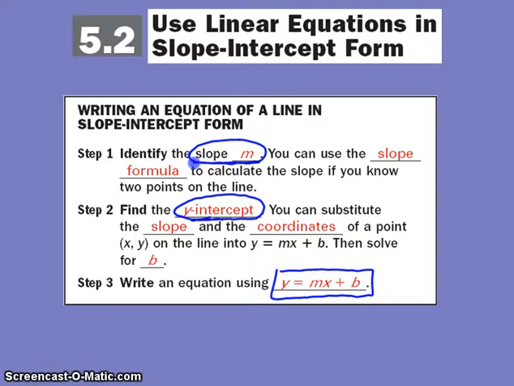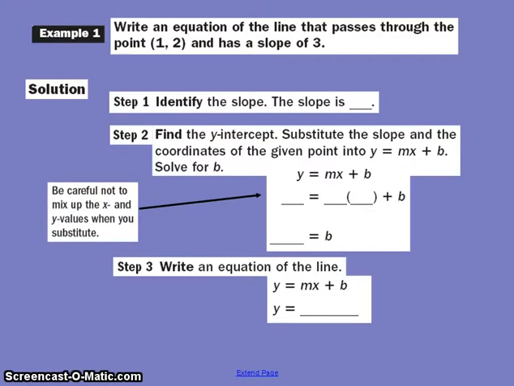Now, the way we're going to do that is by using the coordinates of a point. Let me show you how this is going to work. So we're going to write an equation of a line that passes through the point (1, 2) and has a slope of 3. Now notice the point (1, 2) is not on the y-axis. That is not my y-intercept.